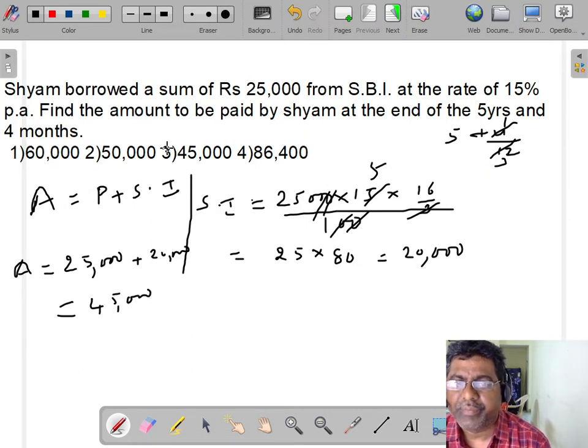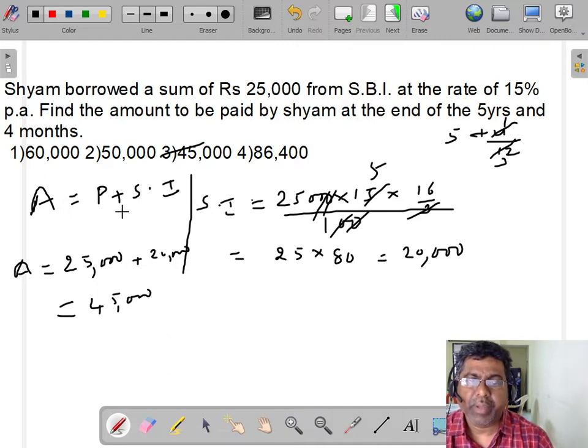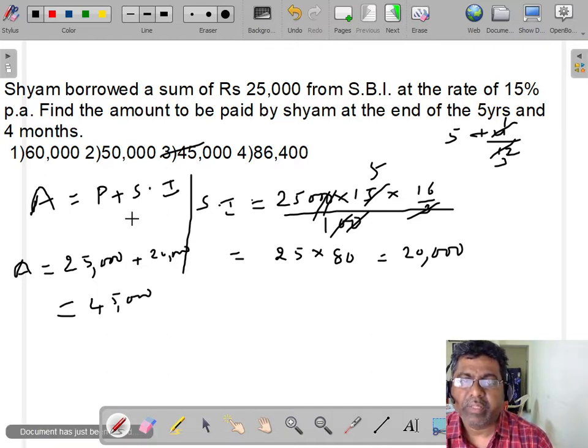So option 3 is the answer. Shyam borrowed a sum, and here you have to find out the total amount. So amount A is equal to P plus SI is the formula. First you have to find out SI. Already you know P value, that is 25,000. Now go for the SI value.